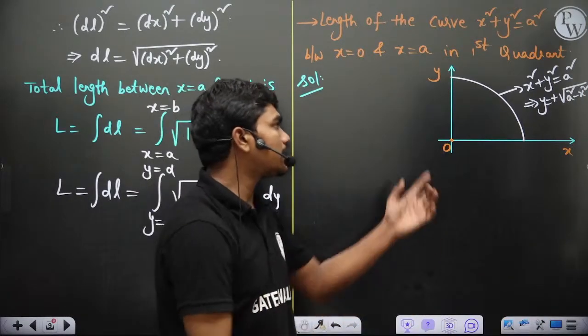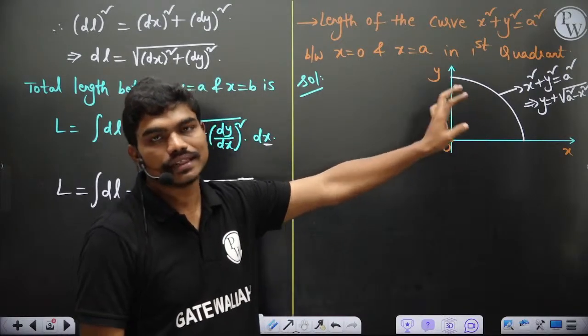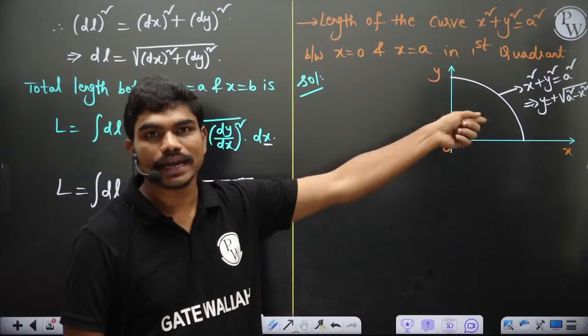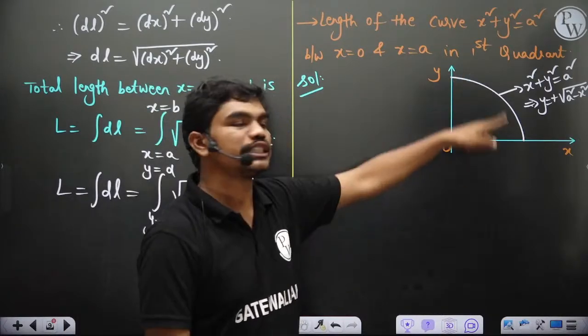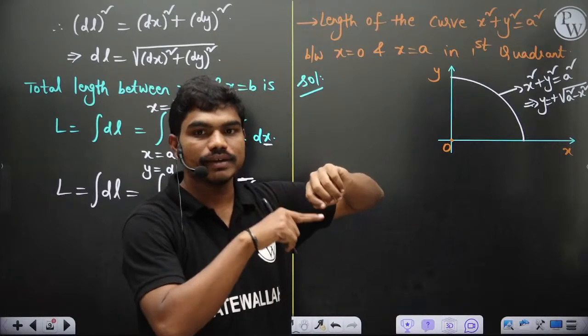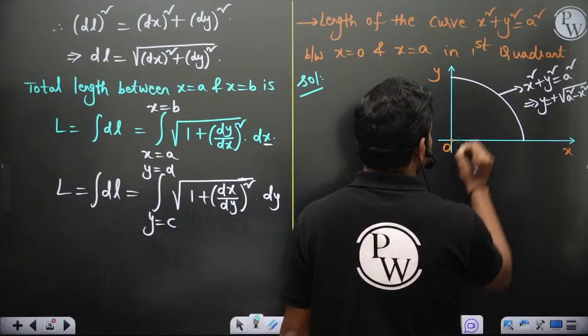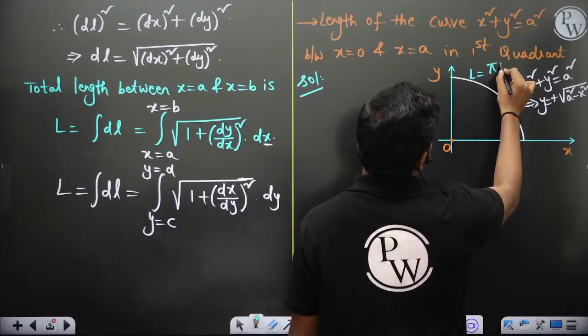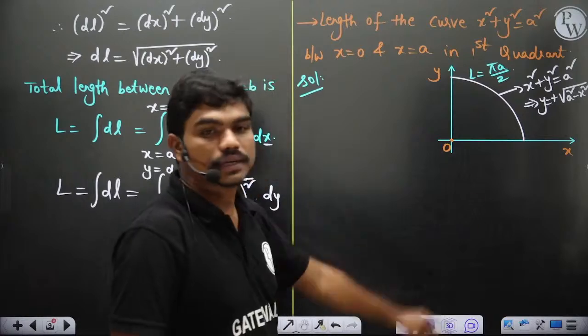So we all know that if the radius of this circle is a and it's only 1/4 of a circle, then the value of the perimeter is pi times a by 2, of course. Because for a complete circle it is 2 pi a, and 2 pi a divided by 4 gives you pi a by 2. So this length is actually equal to pi a by 2. So now let's apply this procedure and let's check whether we get the value or not.